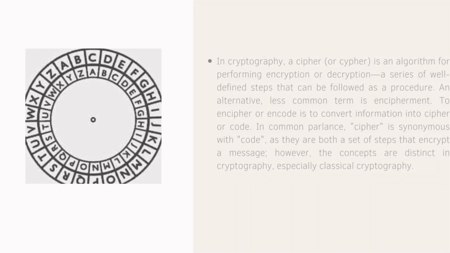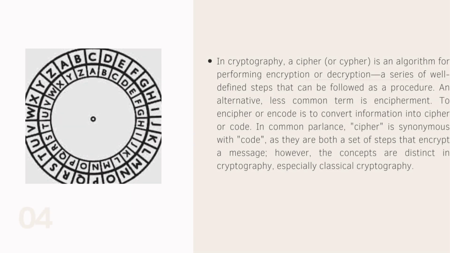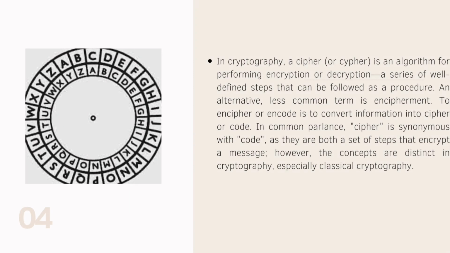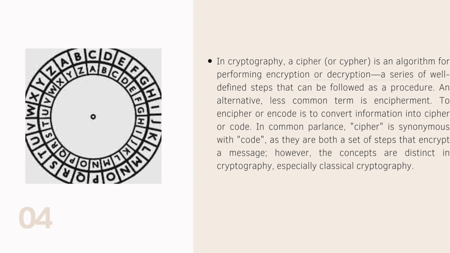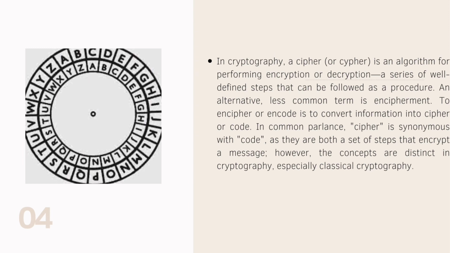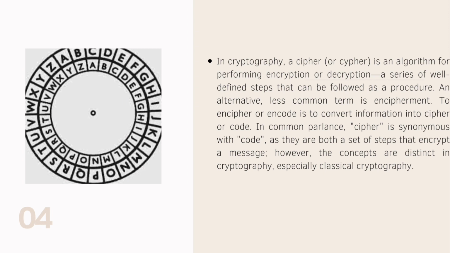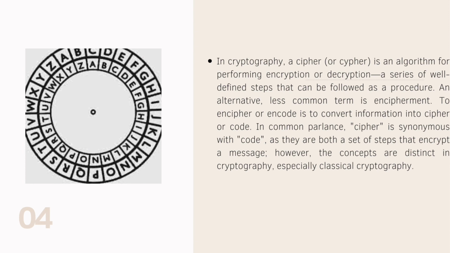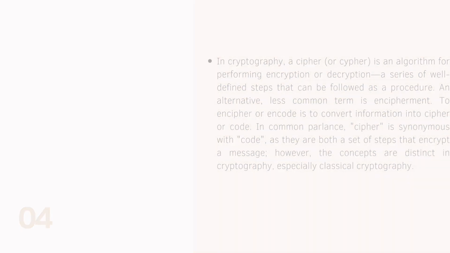To encipher or encode is to convert information into cipher or code. In common parlance, cipher is synonymous with code, as they are both a set of steps that encrypt a message. Cryptography and ciphering types: Caesar cipher, Vigenere cipher, block cipher, Playfair.